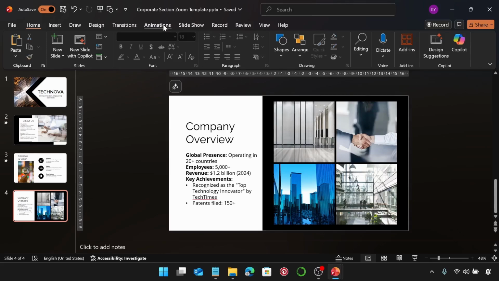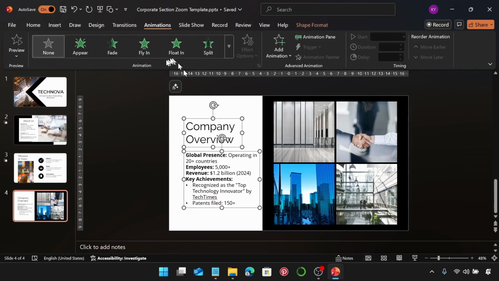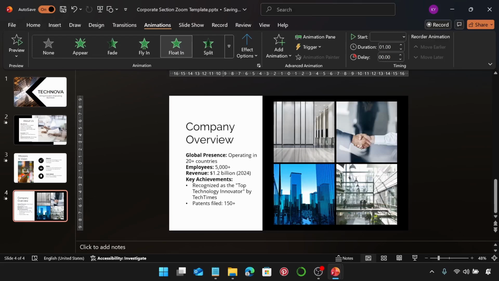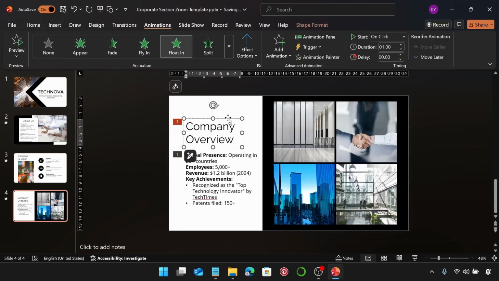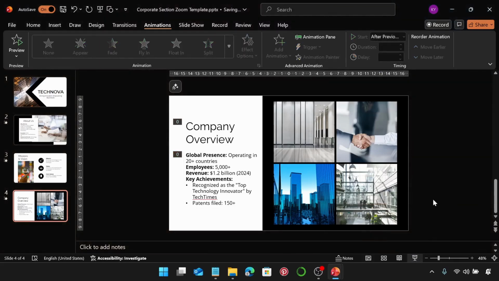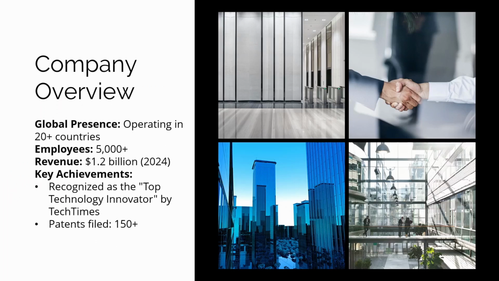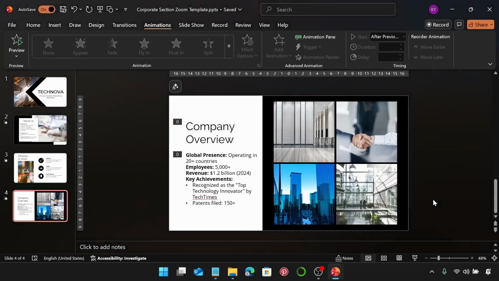So come over to animations, select both text boxes, and we're going to use float in. For this first one, select the text box, and for start use with previous. For this one, we are going to use after previous. And let's go ahead and see our slide in the slideshow view. And yeah, that's it for the company overview slide.